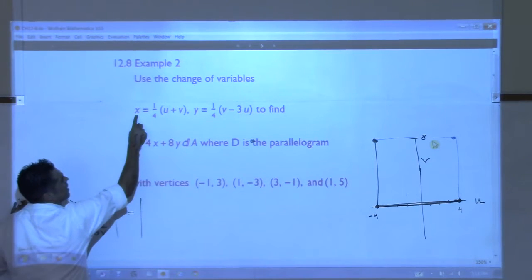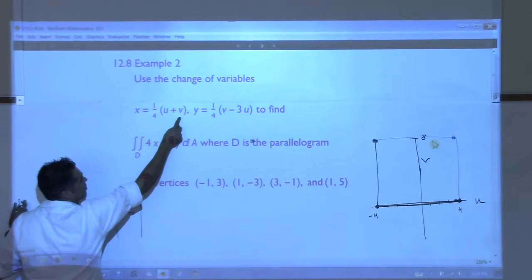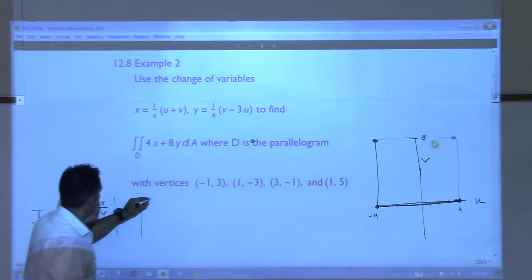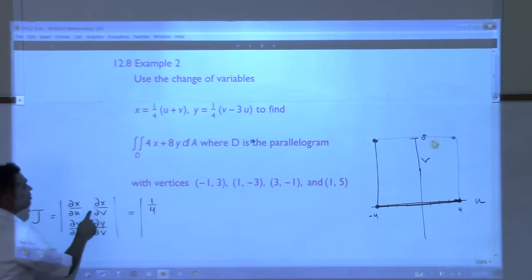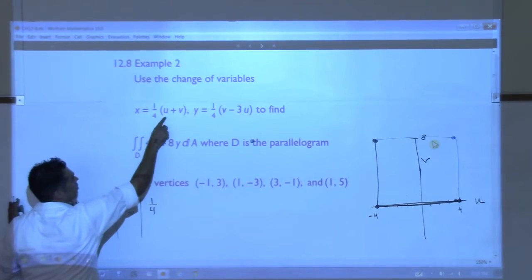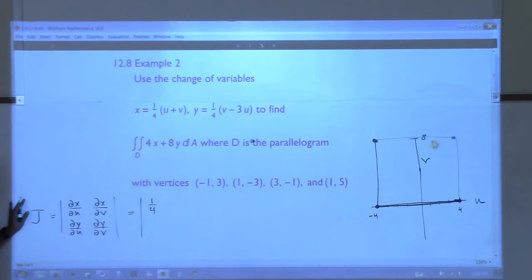So remember, this is x, right? Remember, the 1/4 would just go through both, right? So this is just going to be 1/4. What's the partial of x with respect to v? We would have 1/4 and 1/4. So wouldn't we again get 1/4? Yes.